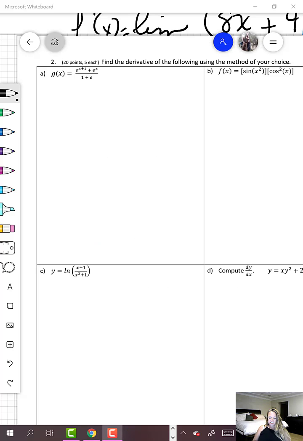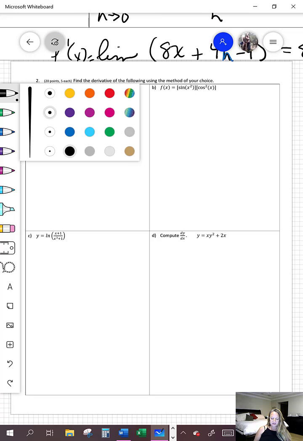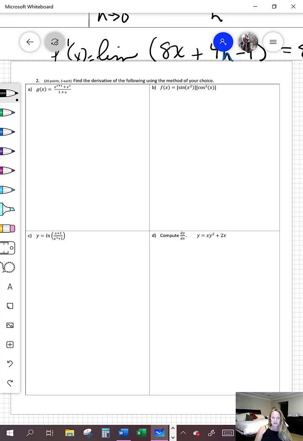So for question 2, we're looking at finding the derivative of the following. The first one, part A, we're looking at the derivative of g of x, which is equal to e raised to the x plus 1 power plus e to the x, all over the quantity 1 plus e. And so I noticed that we need to use the quotient rule. And when we use the quotient rule, when we take the derivative of e, we're going to need to use the chain rule.